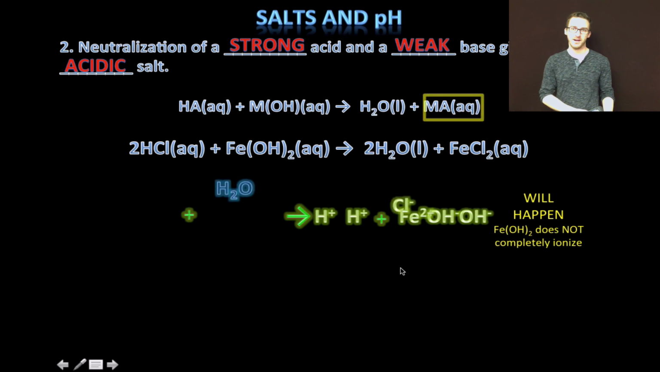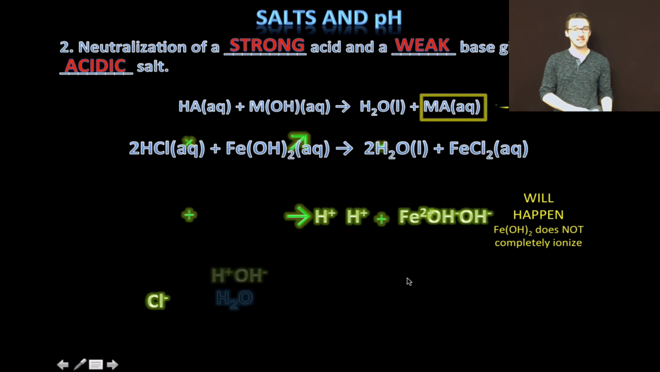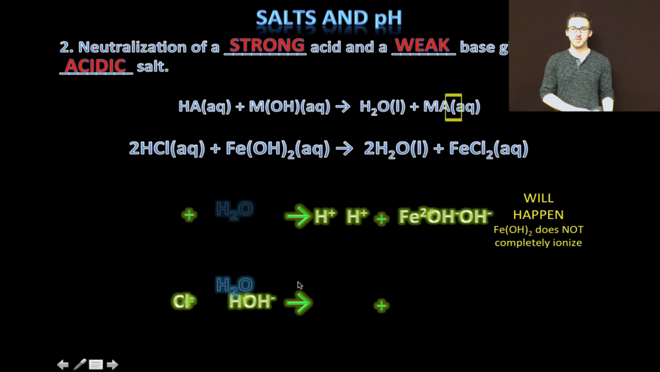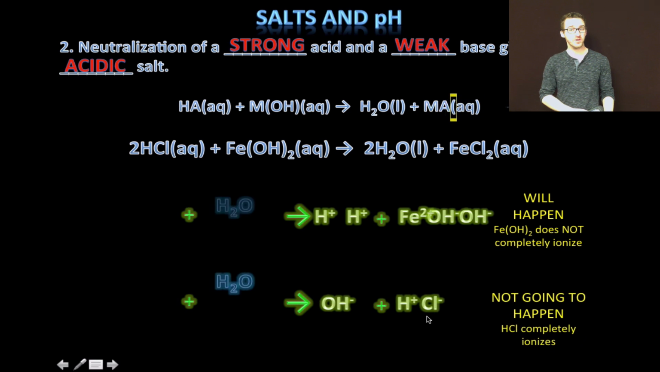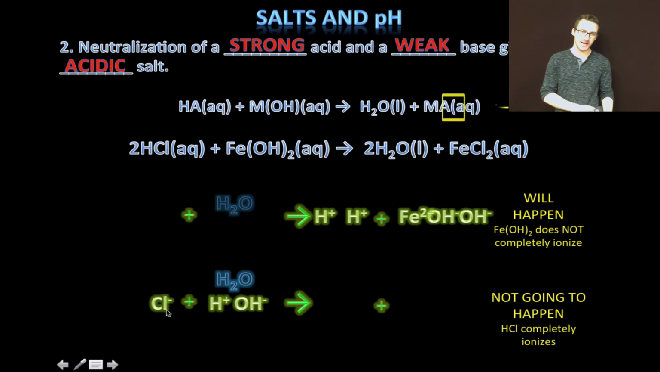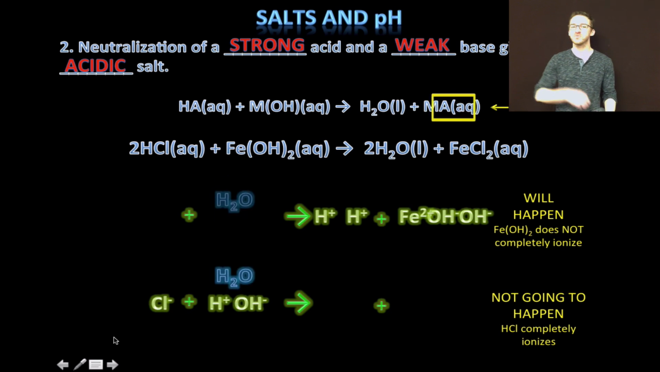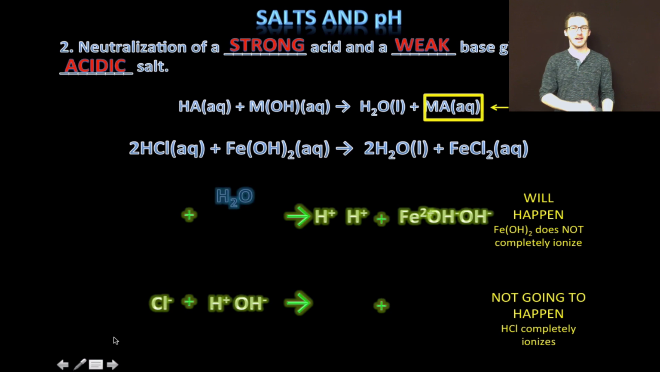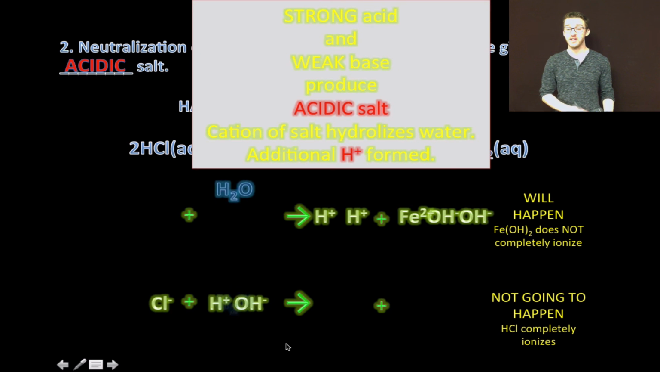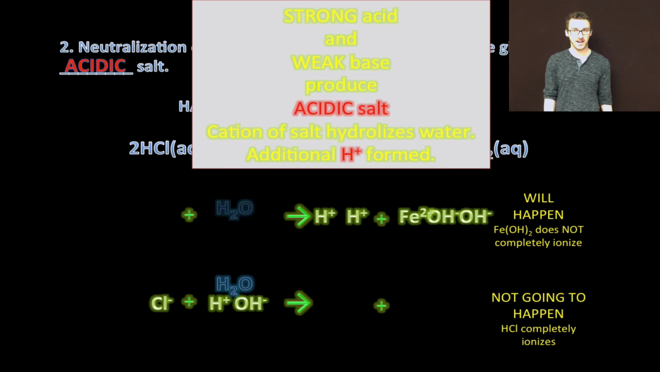The chloride ion is not going to split water. Again, as you think about what's going to happen here, it could potentially form HCl, which is a strong acid. And it's strong acids, strong bases, they stay ionized, so that HCl isn't going to form. So with a strong acid and a weak base, you're always going to get an acidic salt. The cation hydrolyzes or splits water, an additional hydrogen ion is formed.